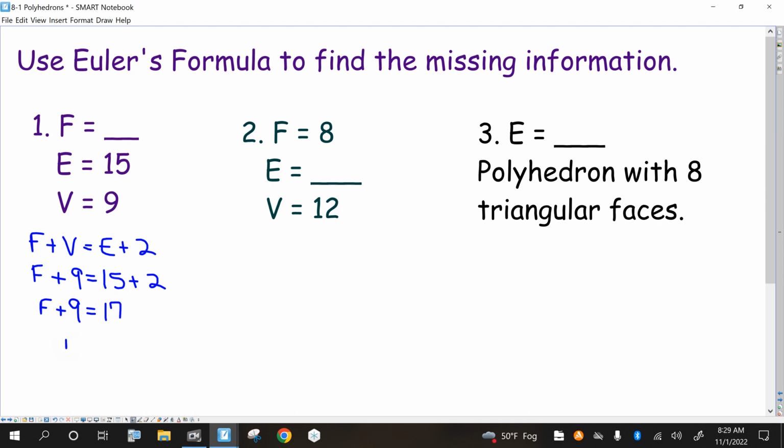That's right. And that's it. That's all you got to do. Plug it into the formula. Solve for what you need to solve for. So 15 and 2 makes 17. Minus the 9. Faces is 8. So we'll try the next one. So we would say 8.